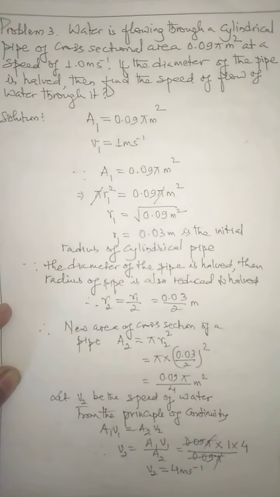So this is the solution of problem number 3. By using the principle of continuity we can calculate the speed at which water or liquid flows through any cross section area of a cylindrical pipe. Okay, so this is problem number 3. Now we go to the next problem, problem number 4.